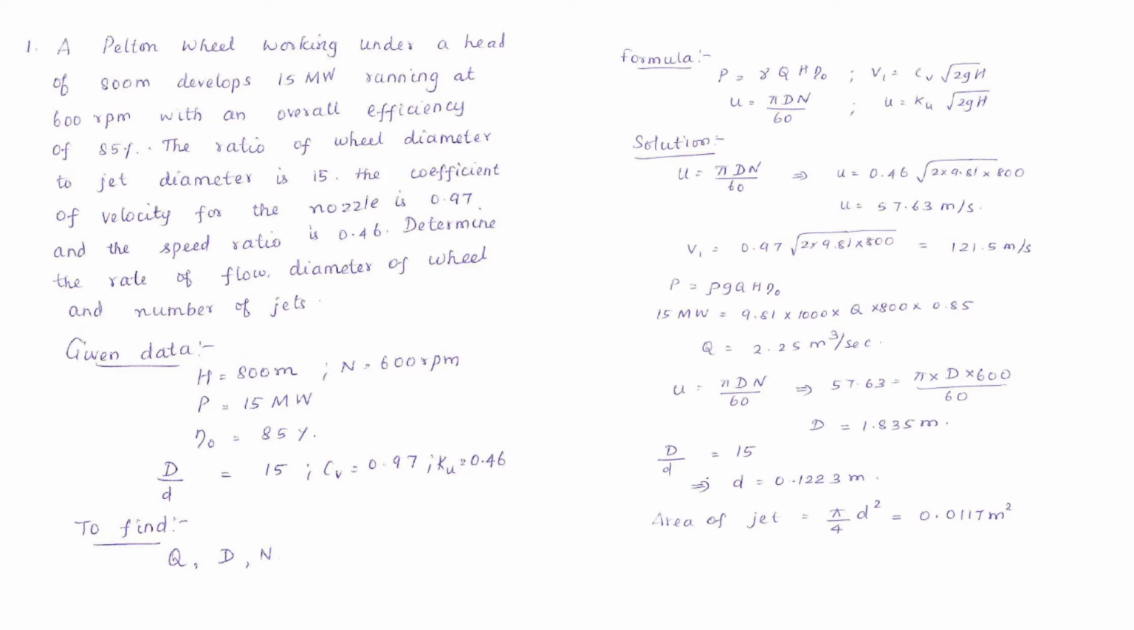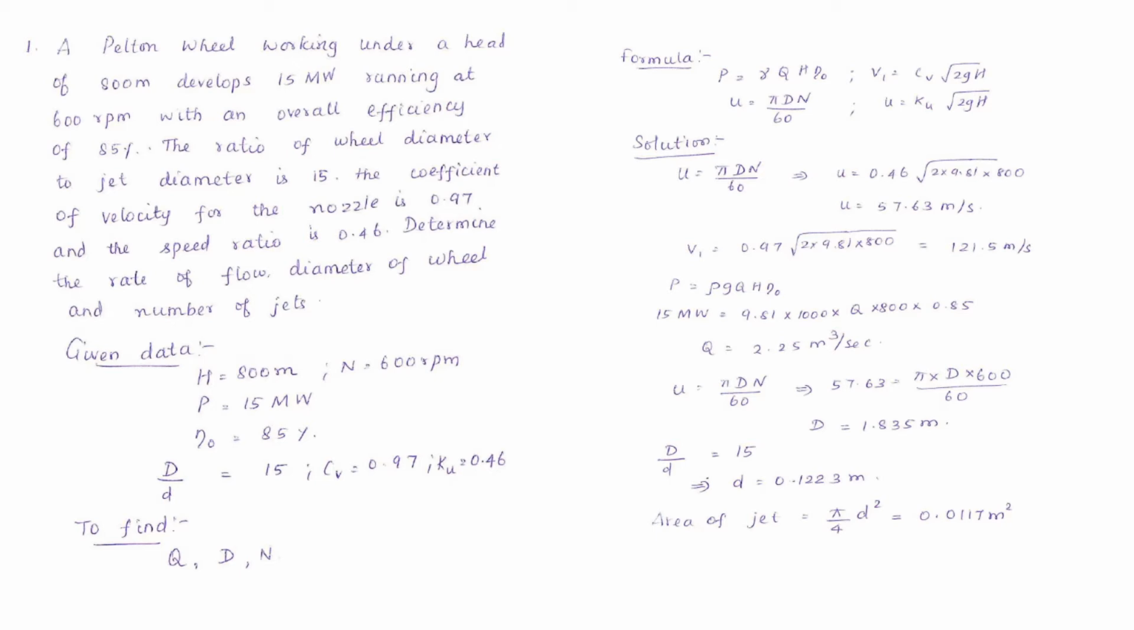The next one is P is equal to rho g Q into H into eta O. In that substitute the value of power, substitute the value of rho g, substitute the value of H and substitute the value of eta O. You can find out the Q value. They have given capital D divided by small d is equal to 50. Already we found out the wheel diameter, so that you can find out the diameter of the jet, that is small d. From that you can easily find out the area of the jet by using the formula pi by 4 d squared.